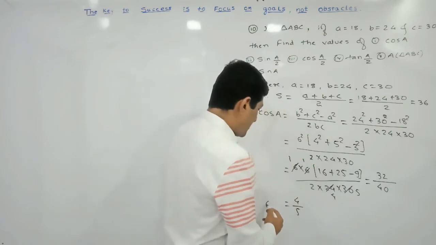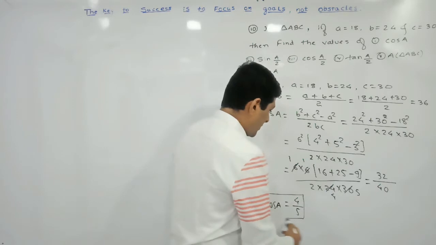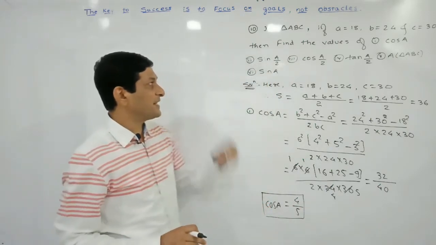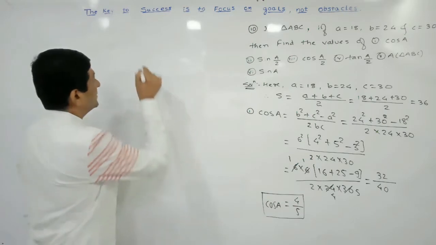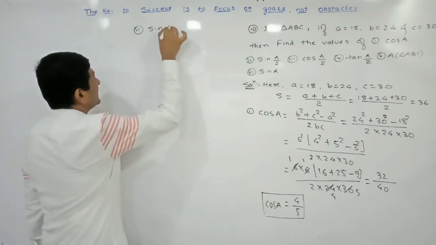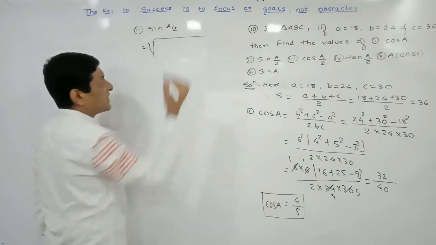In this way we have got the value of cos A, which is our first required value. Cos A is equal to what? 4 by 5. Now we are finding our second required value, that is sin A by 2. To find out this value, we are applying the half angle formula.